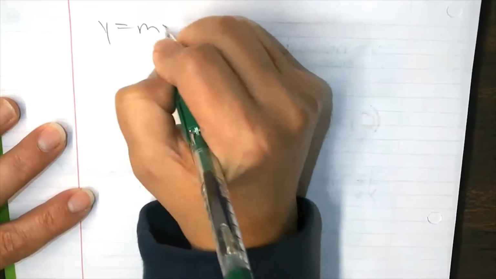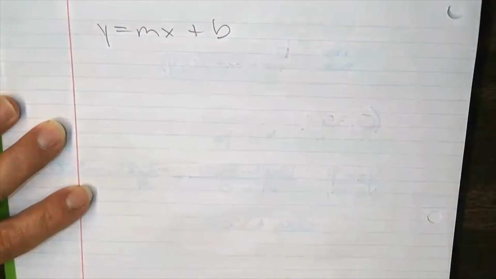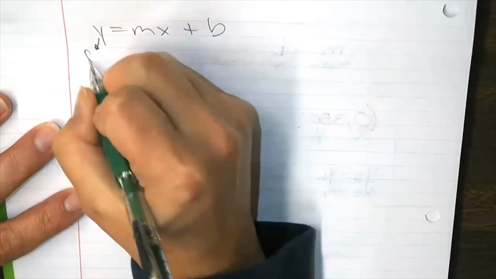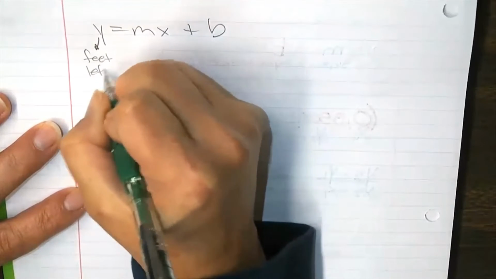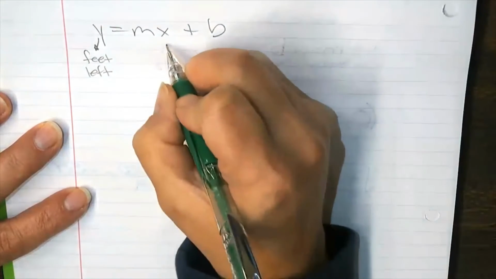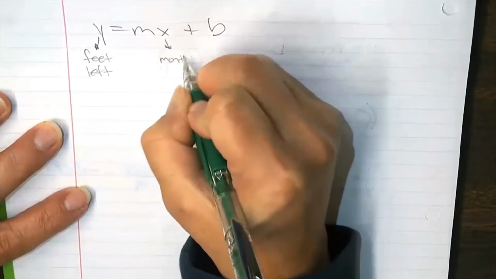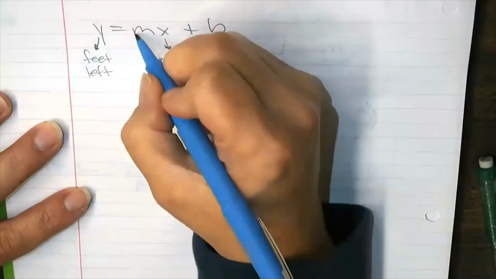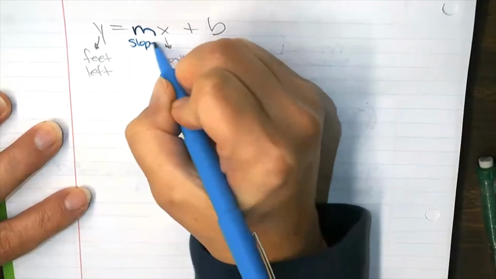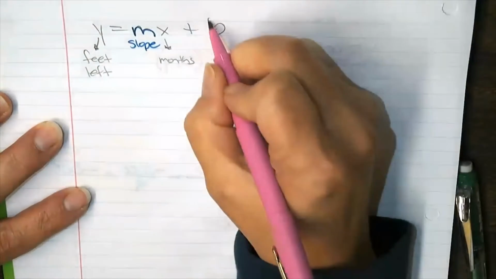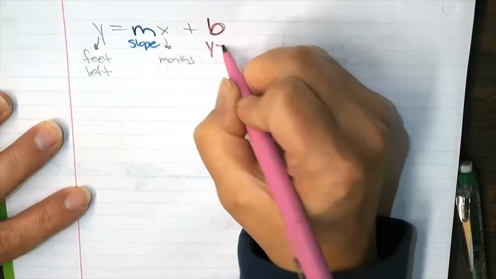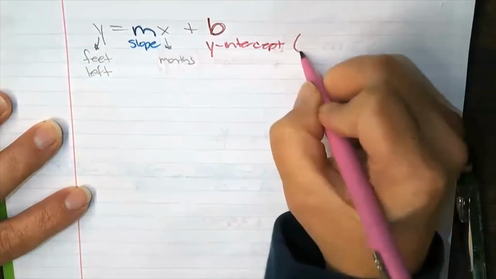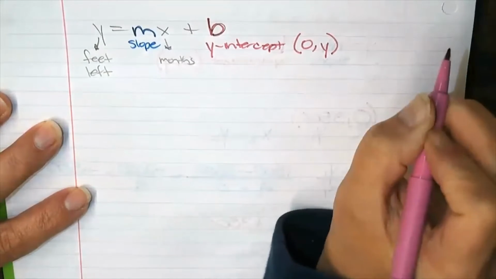Y equals mx plus b. The first thing we're going to do is label. Y is how many feet left. X is how many months. M is my slope. And B is the y-intercept. When X is 0, what is Y?